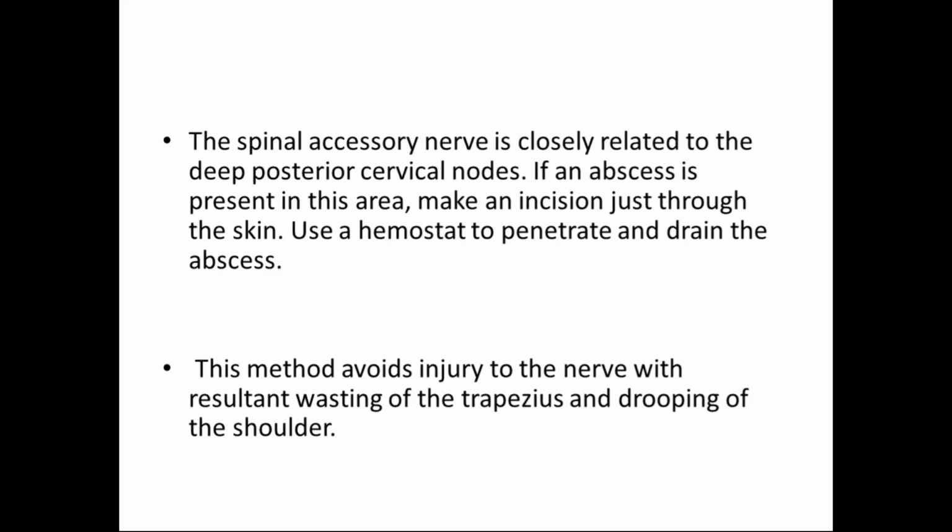The spinal accessory nerve is closely related to the deep posterior cervical nodes. If an abscess is present in this area, you have to make an incision by Hilton's method, just through the skin, and you use sinus forceps, a hemostat, to penetrate and drain the abscess. We have to preserve this nerve. So you just use sinus forceps and drain the abscess. That's it. So what is the use of this method? This method avoids injury to the nerve with resultant wasting of the trapezius and drooping of the shoulder.